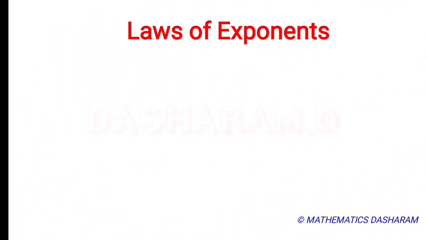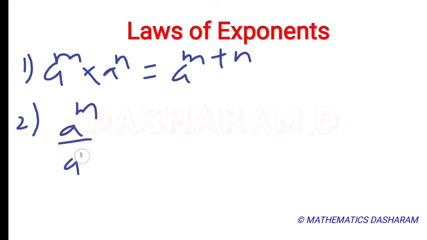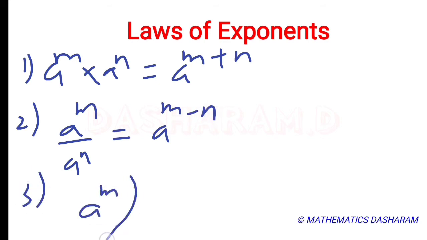The first law of exponents is a to the power of m into a to the power of n equals a to the power of m plus n. See, here bases are same, then we can add the powers. Next, the second one is a to the power of m divided by a to the power of n equals a to the power of m minus n. Next, the third one is a to the power of m whole to the power of n equals a to the power of m into n. Multiply both powers m into n.